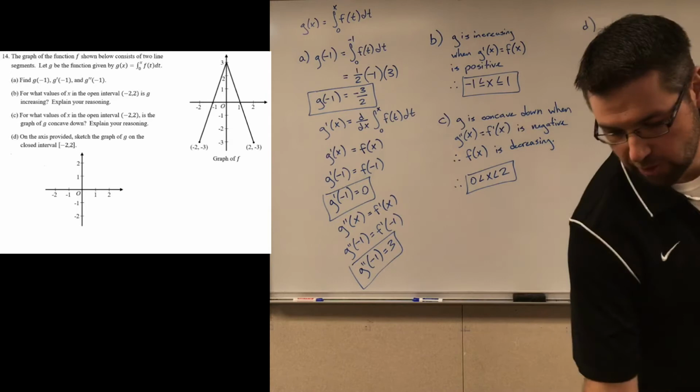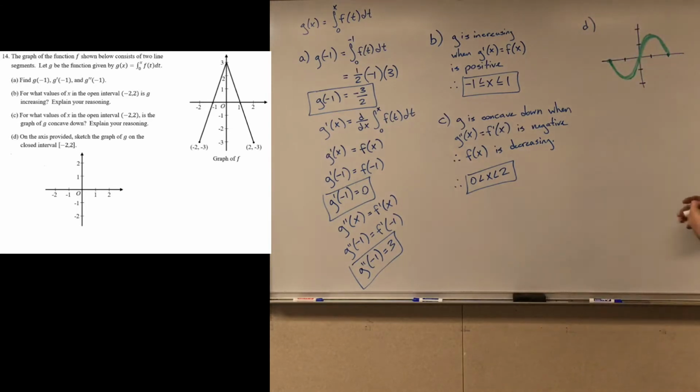You're going to get 2 points for this. You're going to get 1 point for basically identifying the zeros, and then 1 point for the correct curve. So a total of 9 points on that.